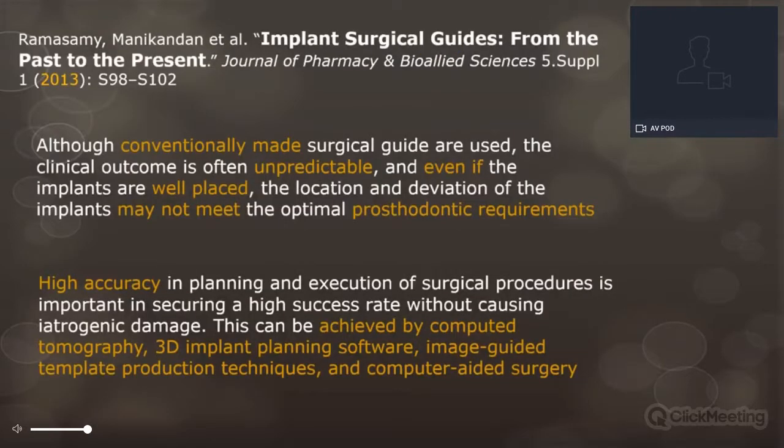Fast forward to 2013, and we see that Ramasamy and his co-workers concluded that conventionally made surgical guides are unpredictable, and even if implants are well placed, they don't normally meet the optimal prosthodontic requirements. However, higher accuracy is achieved by computer tomography, 3D implant planning software, image-guided template production techniques, and computer-aided surgery. So we can see the evolutionary process is pushing us towards the digital route to try and provide a better outcome for our patients.